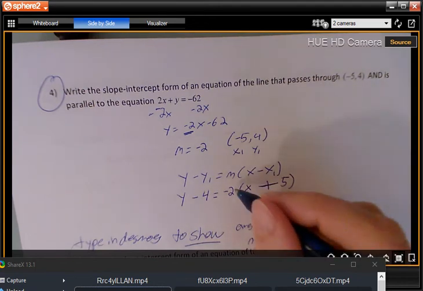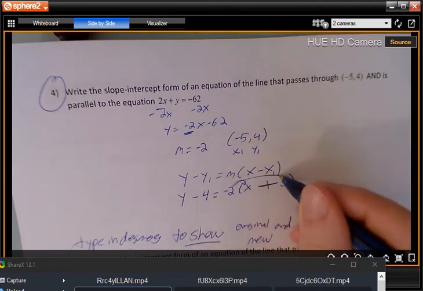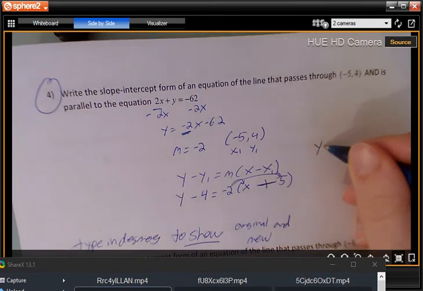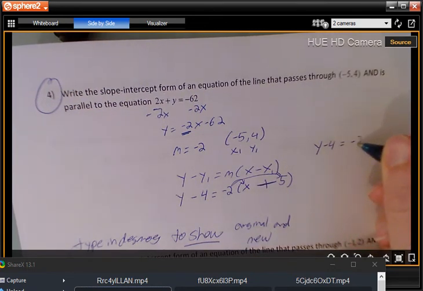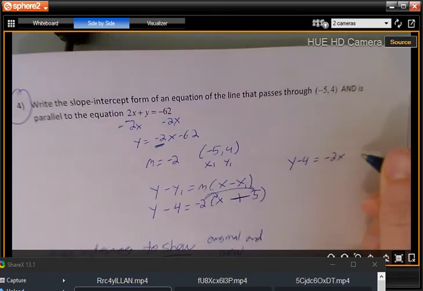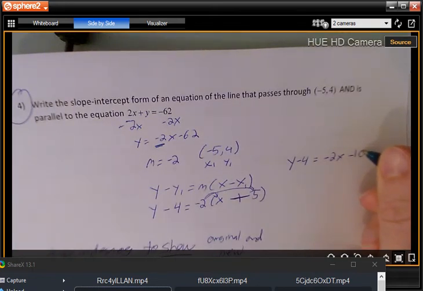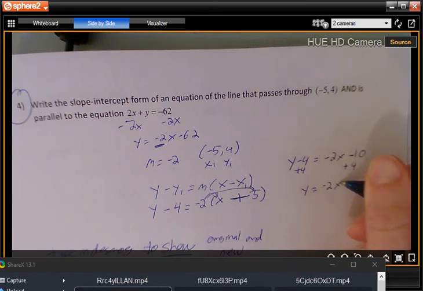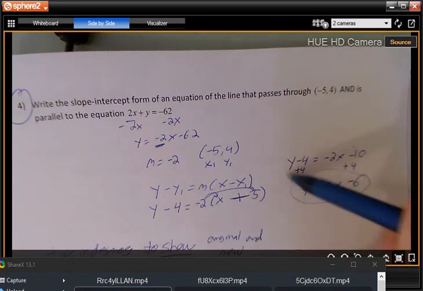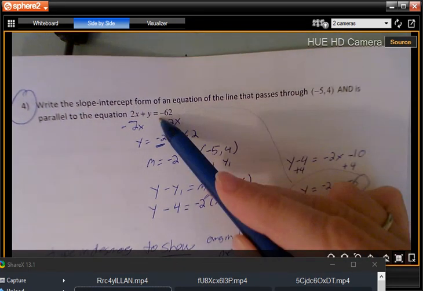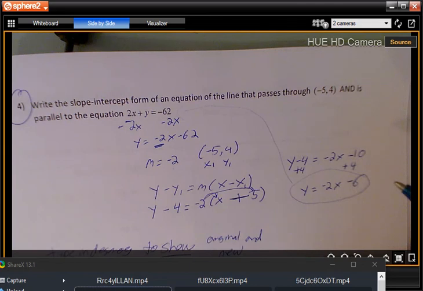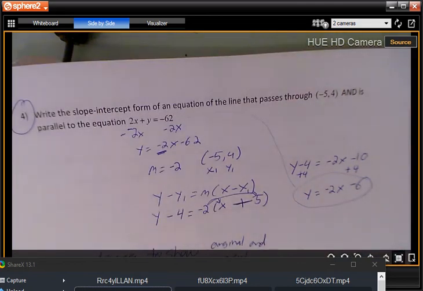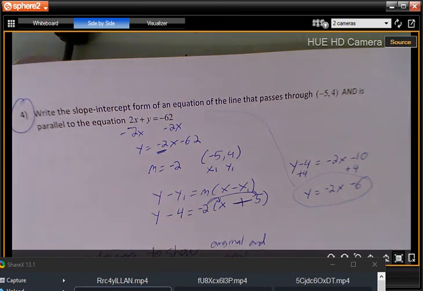Step 1, I'm going to distribute my -2. So I get y minus 4 equals -2x minus 10. I add 4 to both sides, and I'm left with y equals -2x minus 6. This right here in slope-intercept form is parallel to this equation up here that's in standard form. They will never intersect. They will be right next to each other. And that is it for parallel lines.